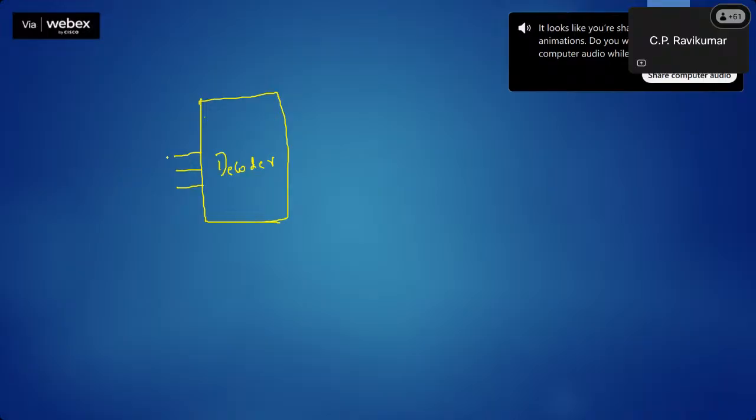A very simple decoder is, let us say, a 3 to 8 decoder. A property that the decoder must satisfy is that only one of the outputs must be one. If there is any bug in the design of the decoder, then more than one output may be one. So that is a violation. We should not have that situation.